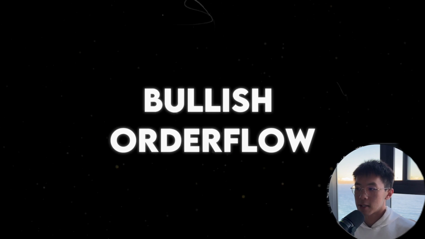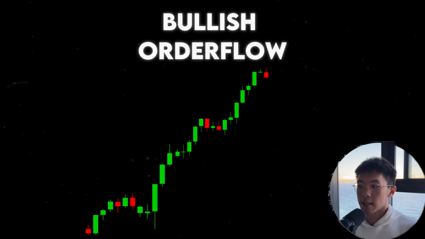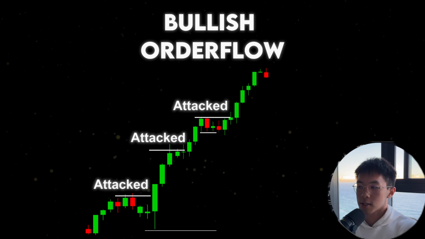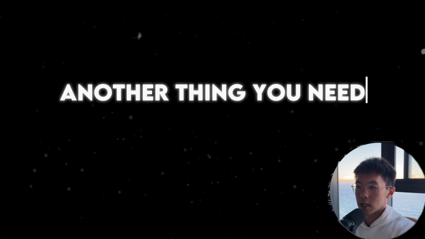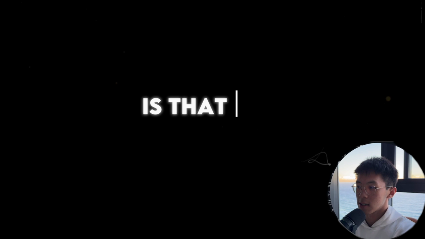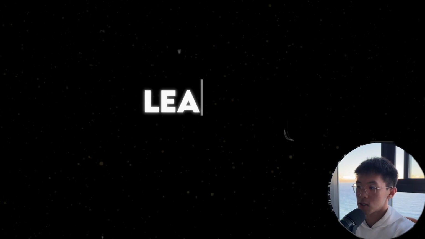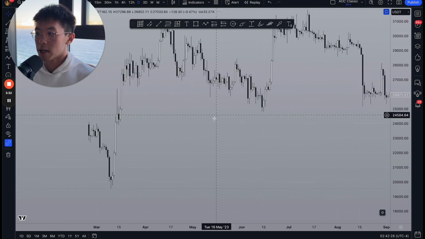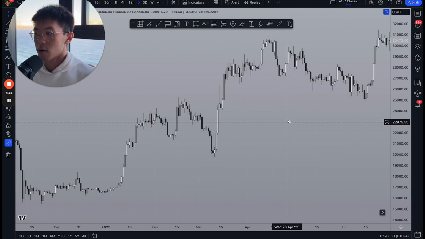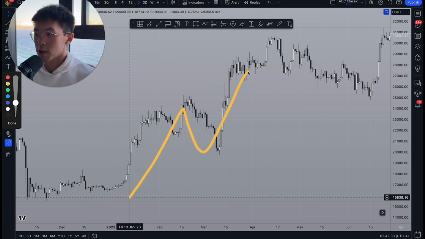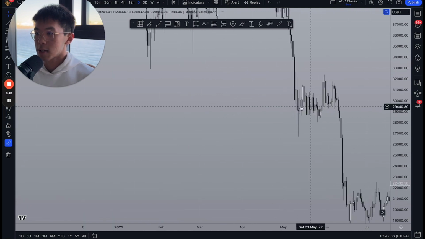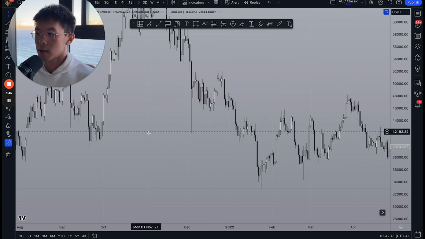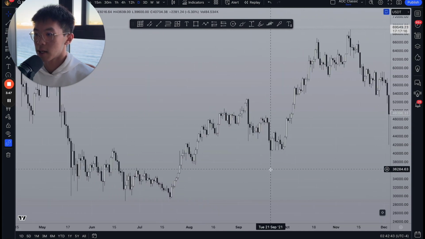A couple of things that you need to understand about bullish order flow is that the highs are always attacked and the lows are always protected. And the other thing is that sell side liquidity sweeps lead to higher highs. And this will all make sense in a bit. So let's talk about the highs are attacked and lows are protected concept first. If you realize, when the market is in any sort of bullish order flow, not only do you form higher highs, but you also form higher lows. And let me just see if there is a good example that I can find to illustrate this concept. And I believe I found it.